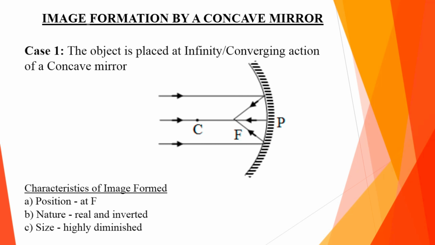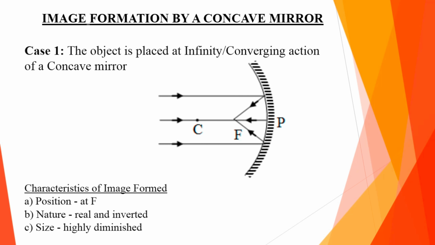So what about the size? Highly diminished. Highly diminished means it is very, very small, so a very small image is formed. So whenever the object is placed at infinity, the position of the image will be at focus and it is real and inverted, highly diminished.